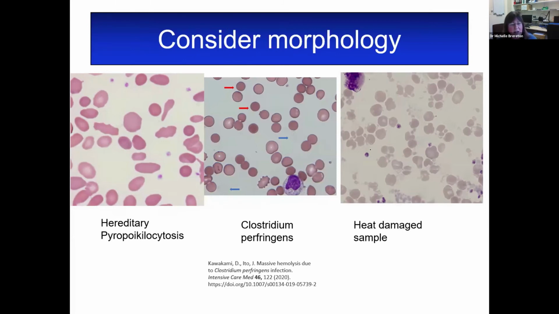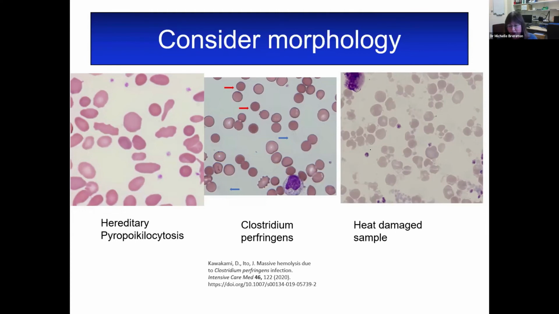And in the centre, I didn't have a picture myself to hand, so I've gone to the Kawakami and Ito paper, which looks at Clostridium perfringens, or as I used to call it, Clostridium welchii, which also has the same effect. That would also have a septic reactive picture, but again, we would see the microspherocytes and again, a massive hemolytic response. That also would require an urgent phone call.